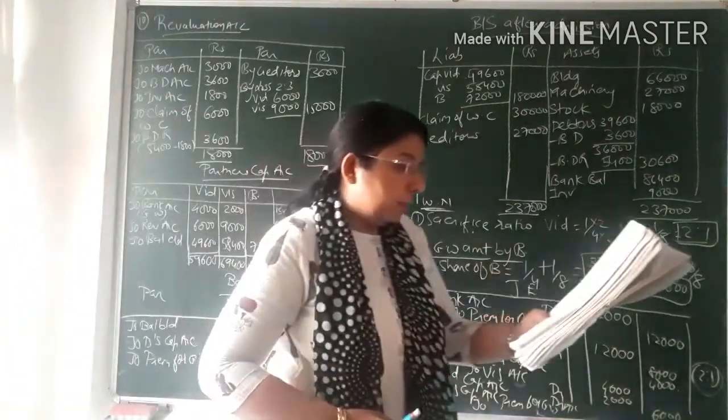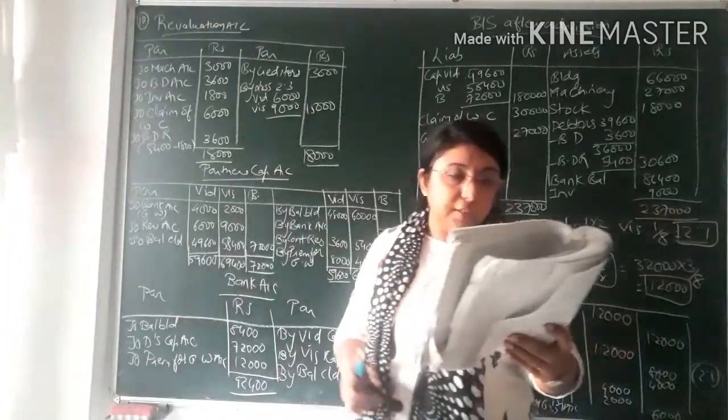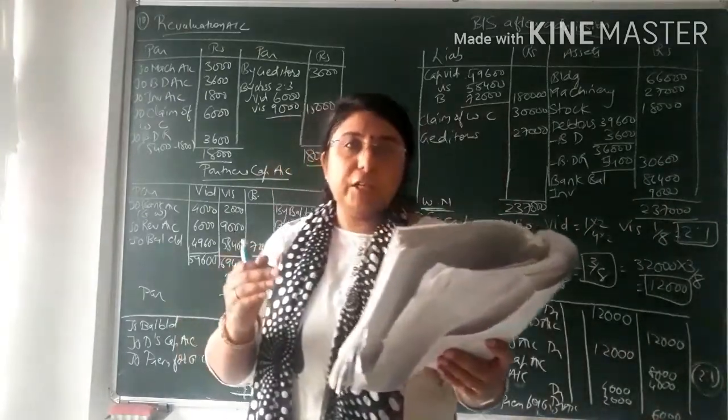Now the next adjustment that is given to us, that is the fifth adjustment. Up till now we have cleared the fourth adjustment.